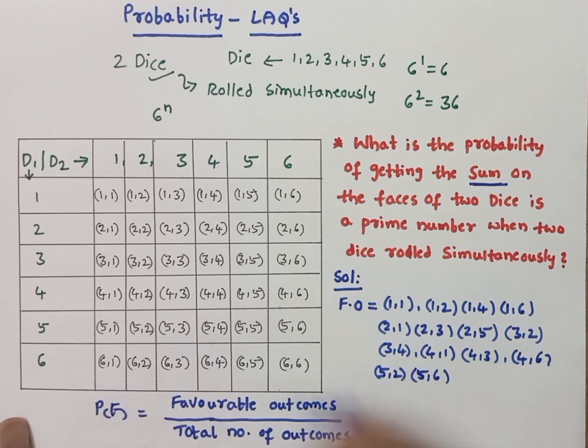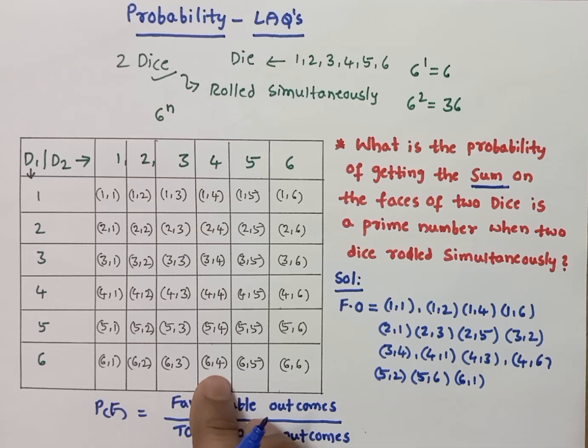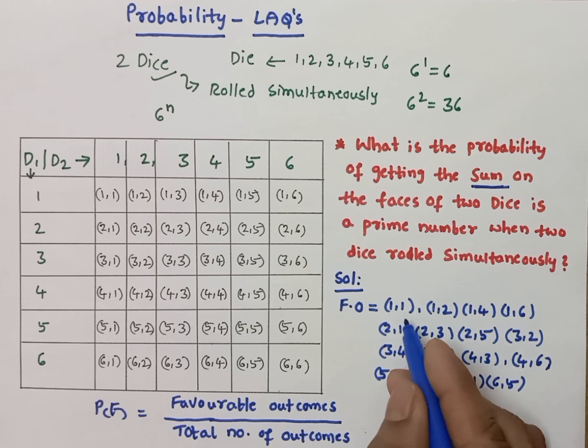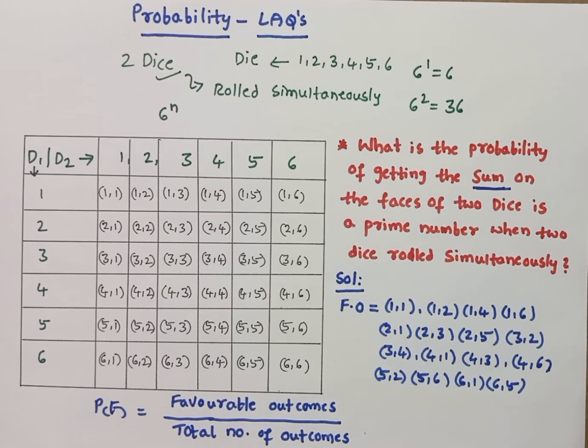Next, this is (6,1), (7,...), and 6 plus 2 is 8, we won't take 9, 10, 11. We can consider 12, and we won't get it. So (6,5) is the last one. So how many outcomes did we get? Favorable outcomes: 1, 2, 3, 4, 5, 6, 7, 8, 9, 10, 11, 12, and... 1, 2, 3, 4, 5, 6, 7, 8, 9, 10, 11, 12, 13, 14, 15, 16. We got 16.